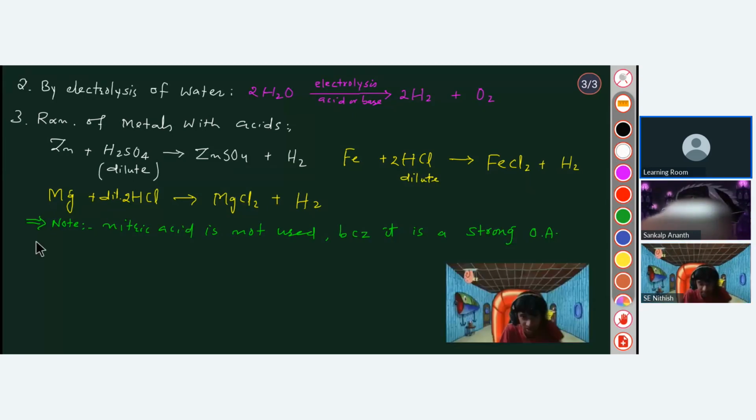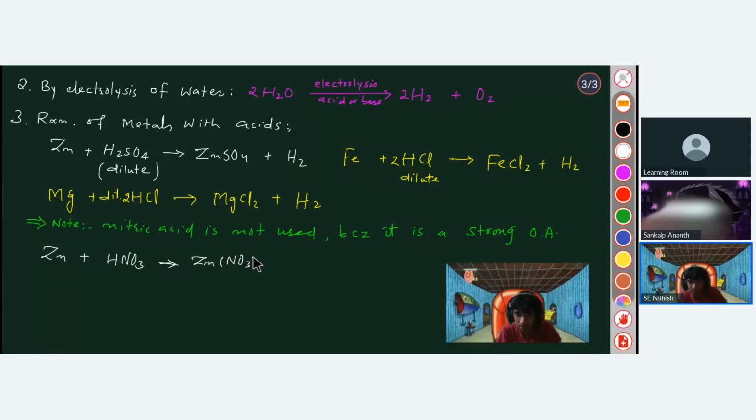See, actually what happens, for example, if I'm having zinc and I'm treating it with nitric acid, HNO3. Now, if it reacts with this, what does it form? It forms zinc nitrate, that is Zn(NO3)2, plus H. It produces first H2, but that actually undergoes oxidation and forms water. So we don't get the H2 here.